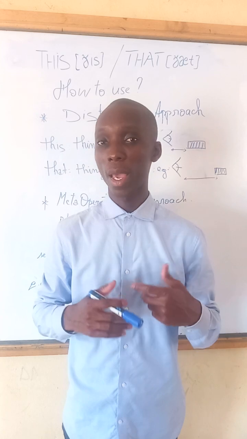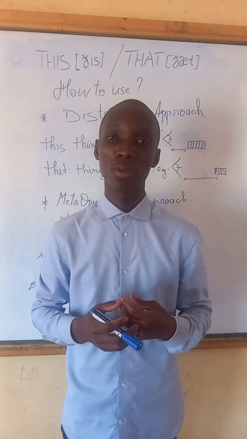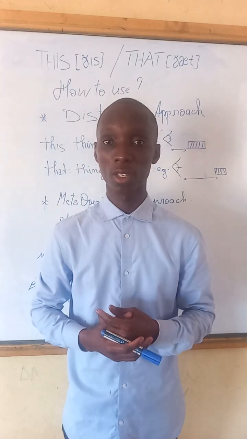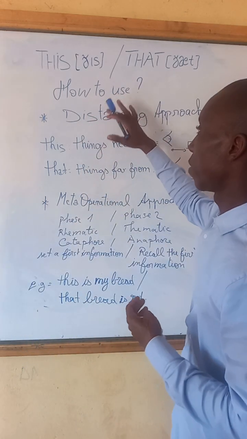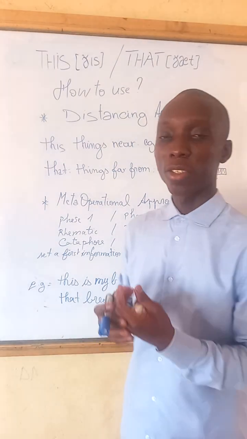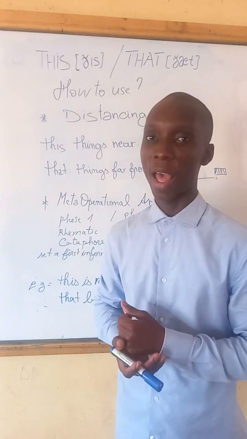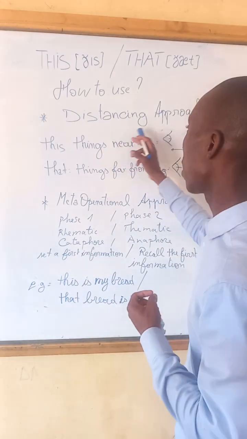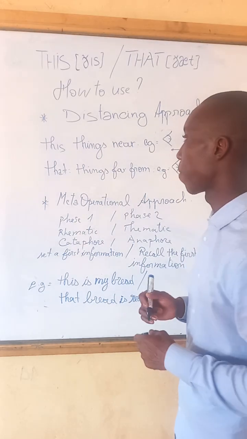We're going to analyze their uses and how to overlap or go beyond our traditional comprehension of this and that. Of course, as I elaborated on this table, we have a traditional approach at comprehending this and that. That traditional approach, we call it the distancing approach or proximity approach.